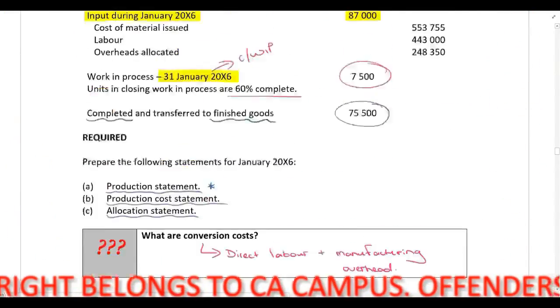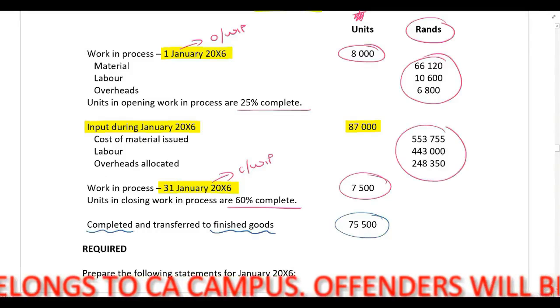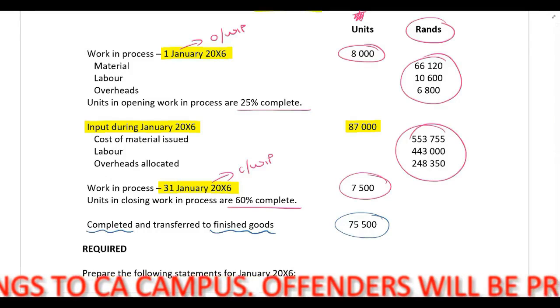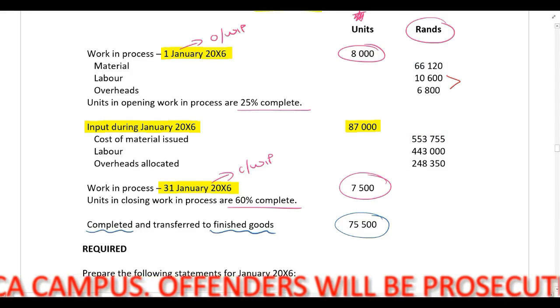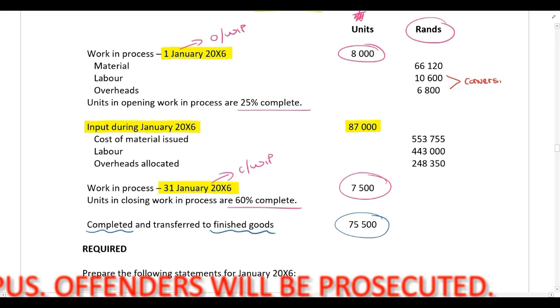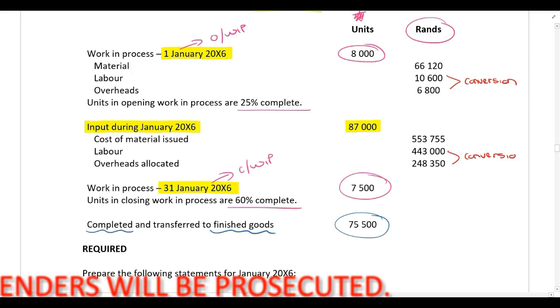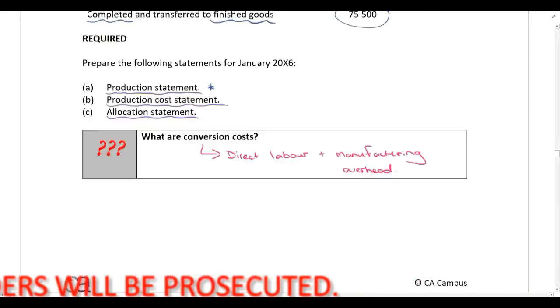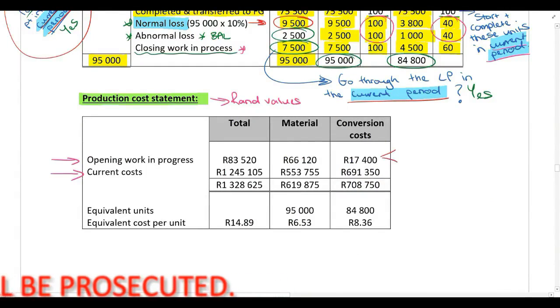Everything comes directly from the question, guys. If we go back up to the question, here's the value of my opening work in process. Here's all of my current costs. Please just note, however, we combine our labor and our overhead costs in order to get conversion costs. So that is what you're seeing on the cost statement over here. Your conversion costs are made up of the labor and the overhead costs.